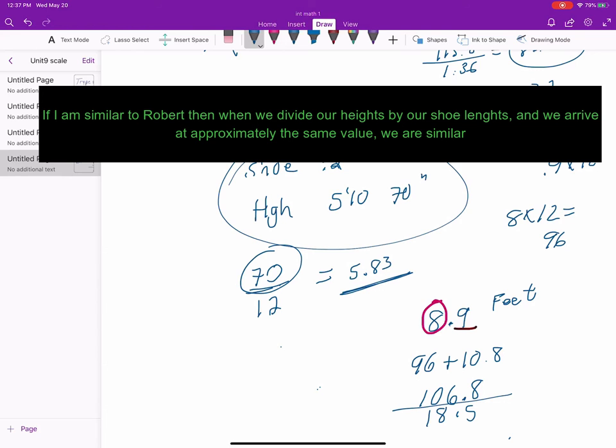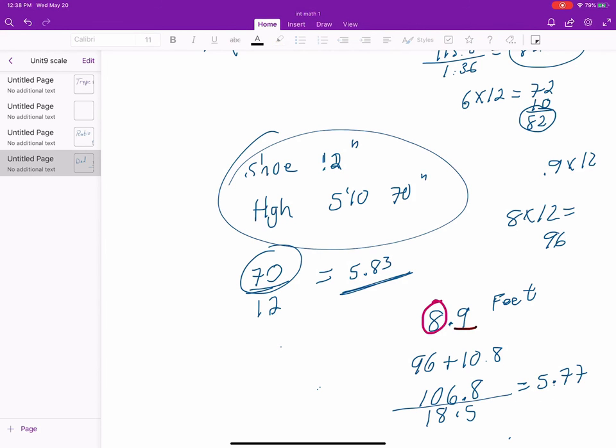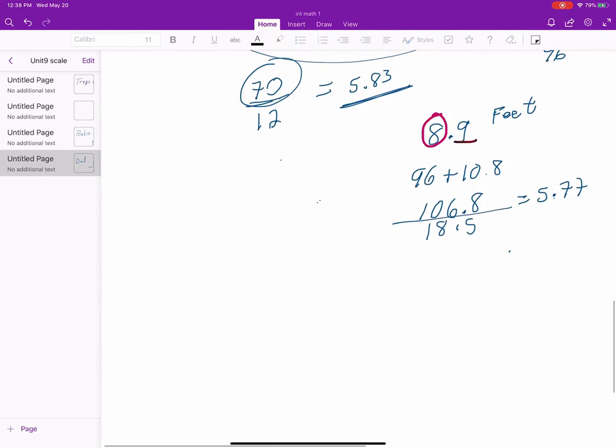So 106.8 divided by 18.5 equals 5.77. So 5.77, again, that's pretty close to 5.83. They're not off by a whole lot there. So you could pretty much say that Robert and I are kind of similar. I'm just a little scaled down version of that guy. He was super tall, and I'm not, but we're pretty dang close. All right, and that's how you do it with scale factor.